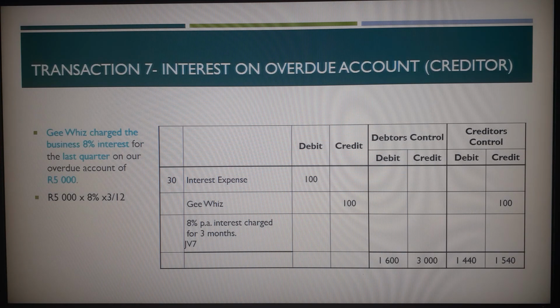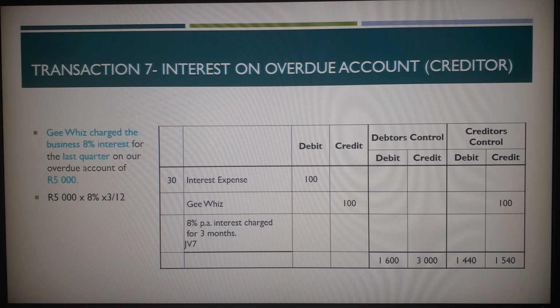Transaction 7 is us being charged interest on an overdue account. So our creditor is now charging us interest on the money that we owe them. So it says, Gee Whiz charged the business 8% interest for the last quarter on our overdue account of 5,000 Rand. So as you can see, I've included the calculation, and it shows over and above our account of 5,000 Rand, we now also are liable for interest of 100 Rand.